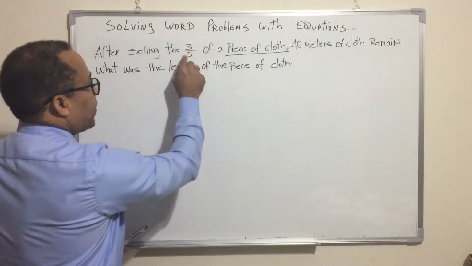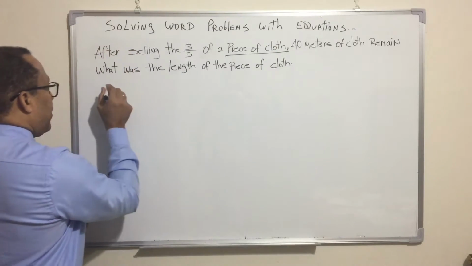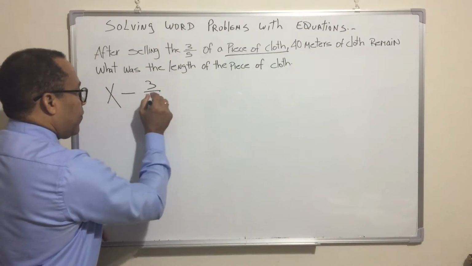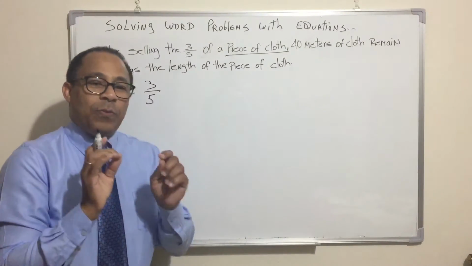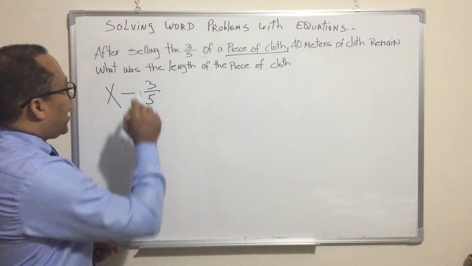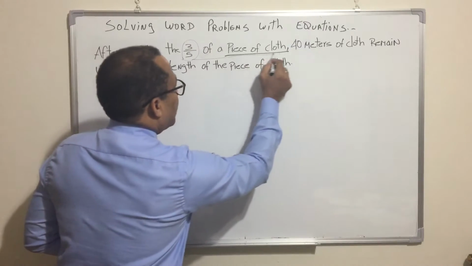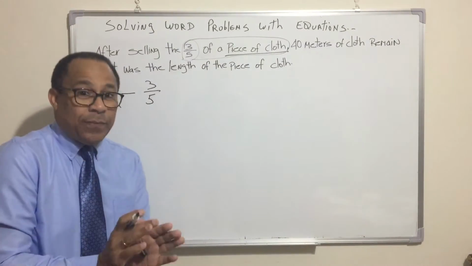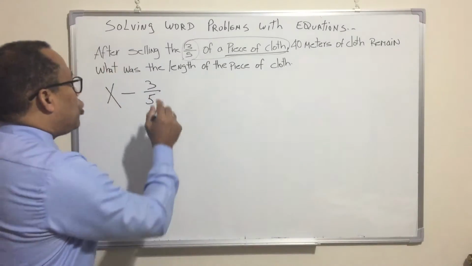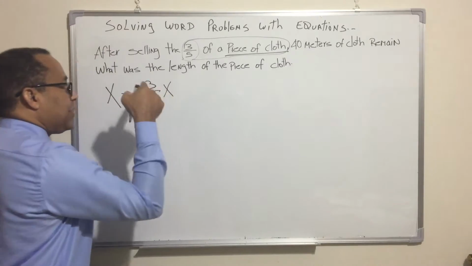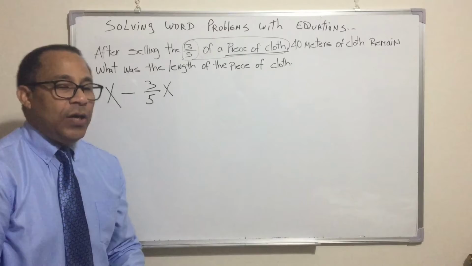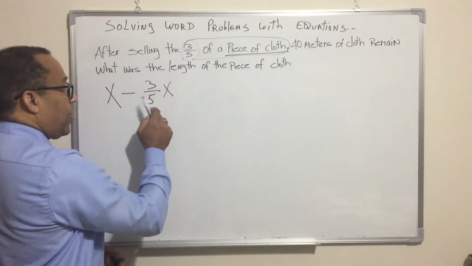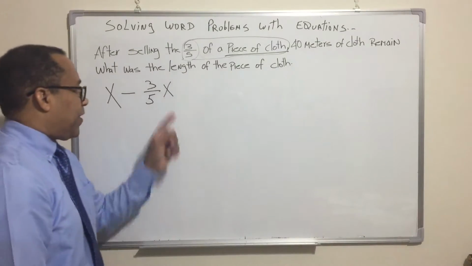After selling the 3/5 of a piece of cloth, this is the piece of cloth, and I am selling the 3/5. But here is the most important part. After selling the 3/5 of a piece of cloth, so it is the 3/5 of something. That something is the piece of cloth. So you need to have the piece of cloth right there. If you do not use the variable, you will not get the correct result. Again, I am subtracting the 3/5 of the piece of cloth. So this variable is mandatory.